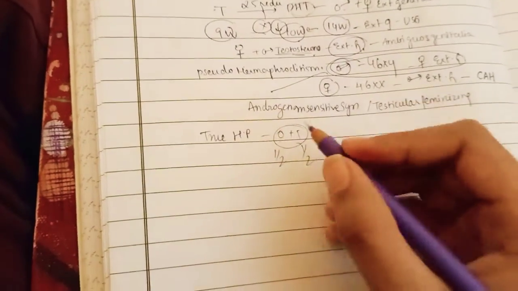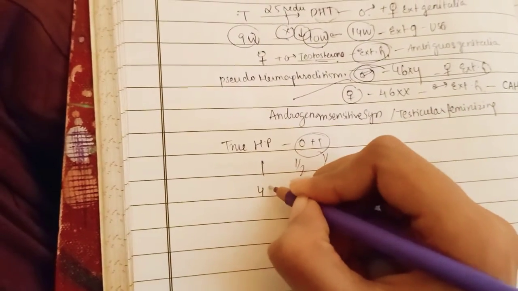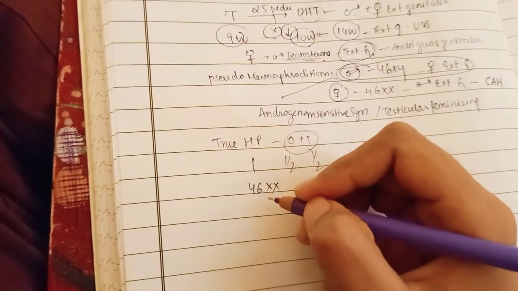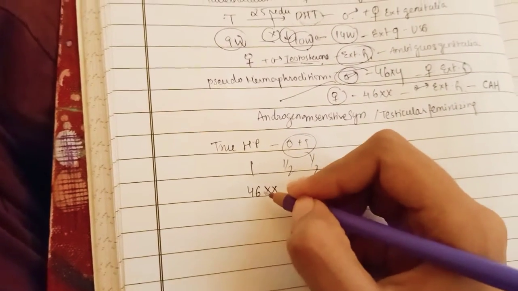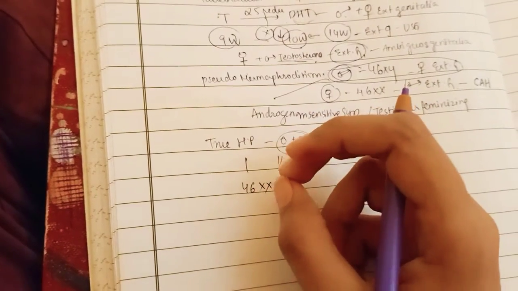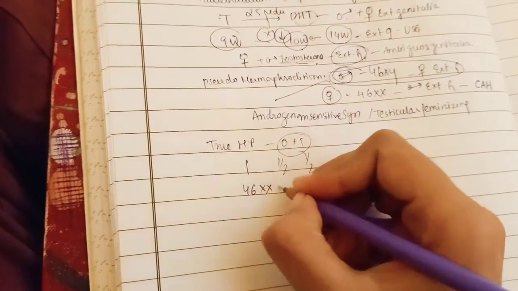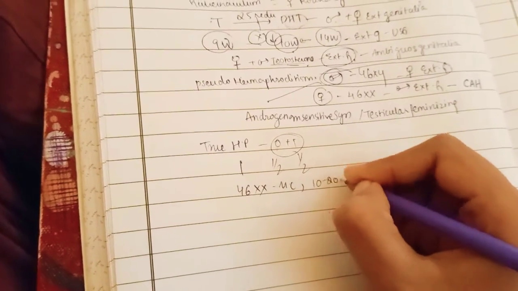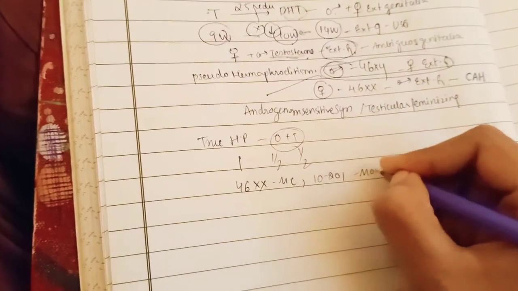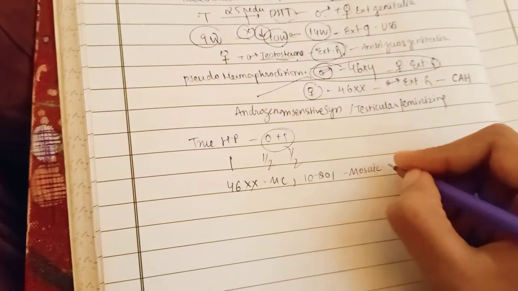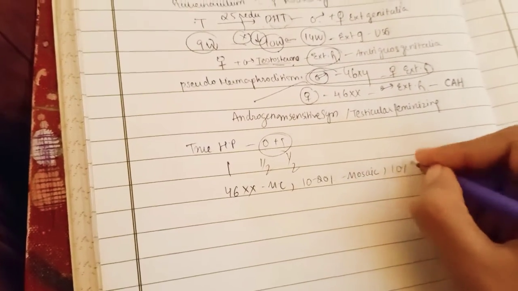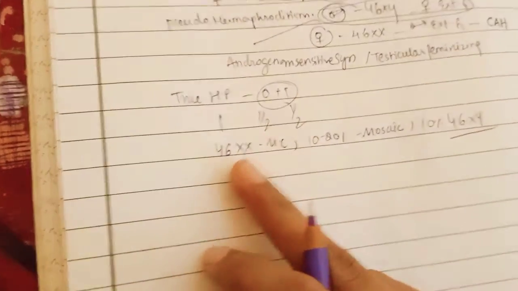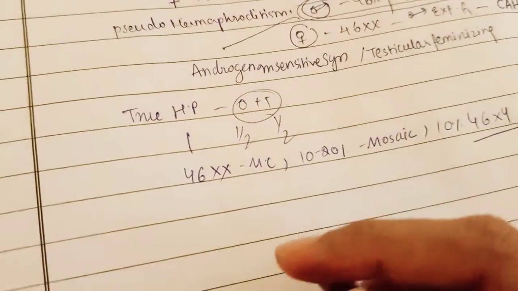So karyotyping will give you a variety of karyotypes, like 46 XX. If you see this, you may think it is a female because both X, but it is the karyotyping of a true hermaphrodite, and this is the most common. In 10 to 20% of people you will see a mosaic pattern, or you will see 10% of 46 XY type. Only 10%, but mostly you will see 46 XX in the case of true hermaphrodite.